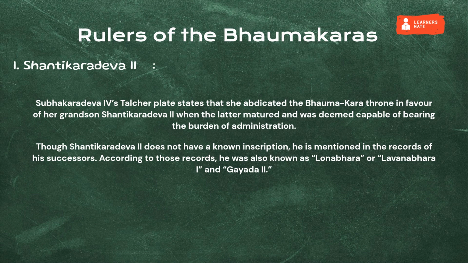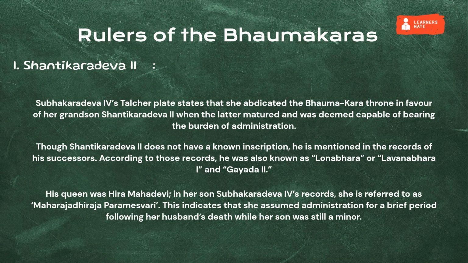According to those records, he was also known as Lonabhara or Lavnabhara I and Gaida II. His queen was Hira Mahadevi. In her son Subkardeva IV's records, she is referred to as Maharajadiraja Parmeshwari. This indicates that she assumed administration for a brief period following her husband's death while her son was still a minor.